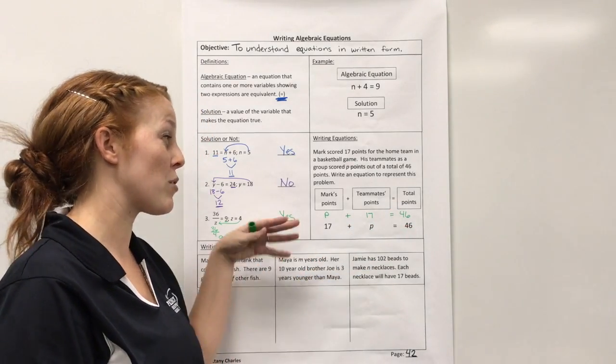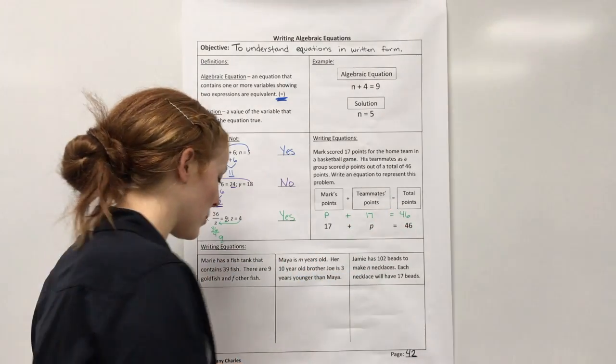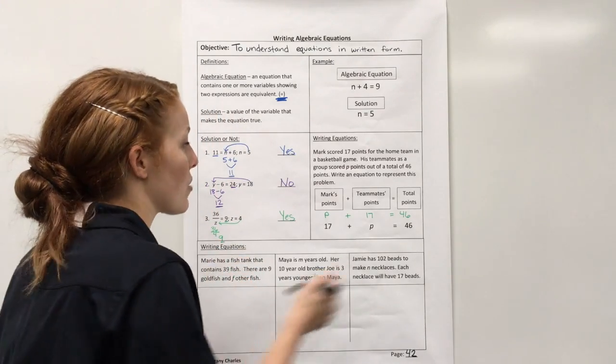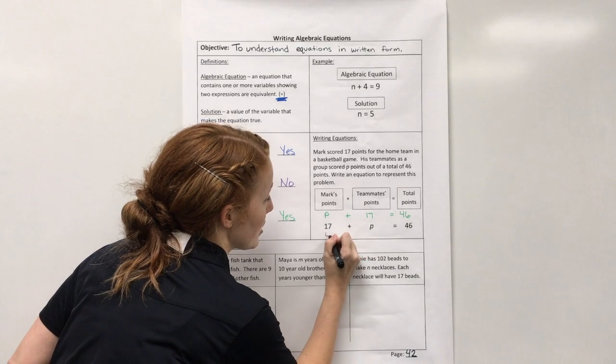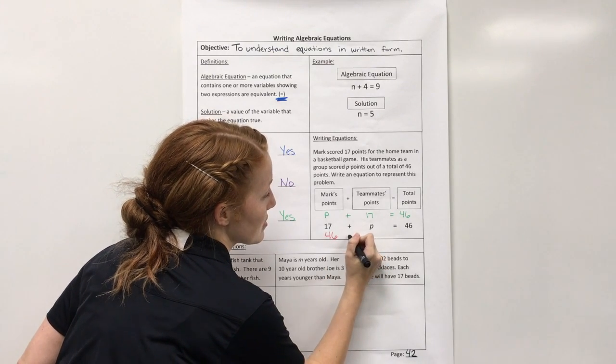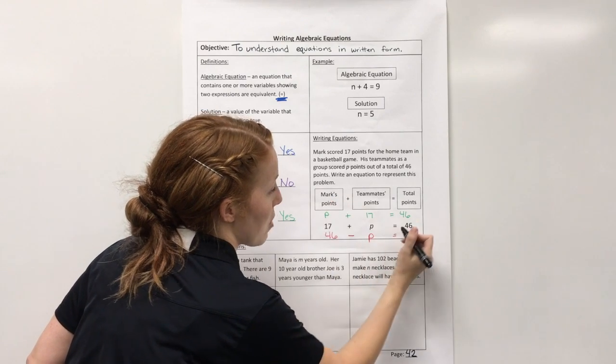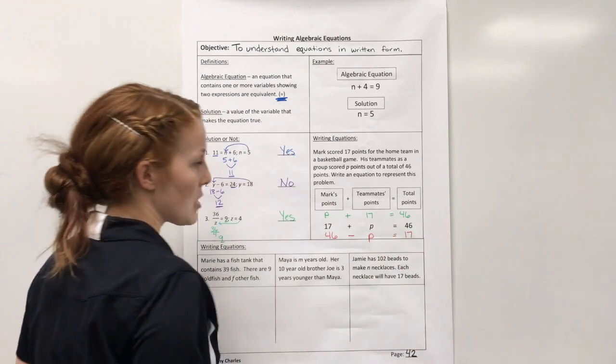Now, if I want to then reverse that and make it a subtraction problem, I can do that, but in subtraction, we start with the total. So that means 46 would have to start it. I could do 46, then take away the teammates' points and be left with Mark's points of 17.